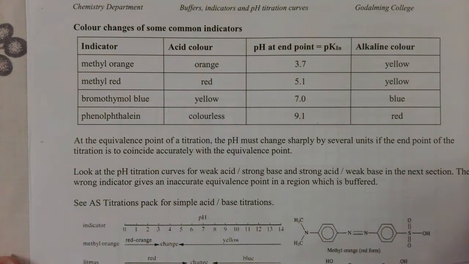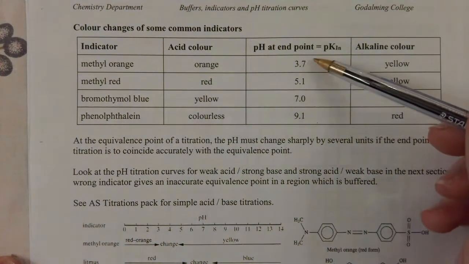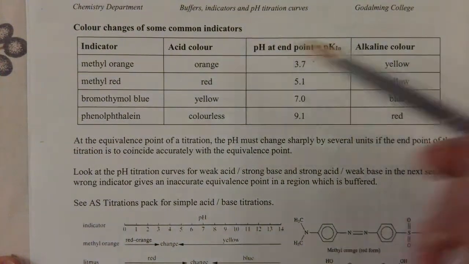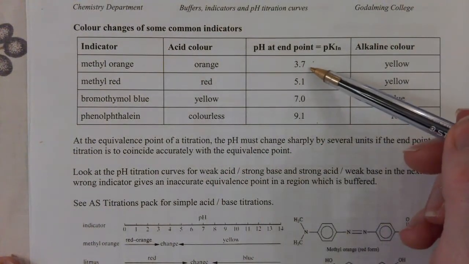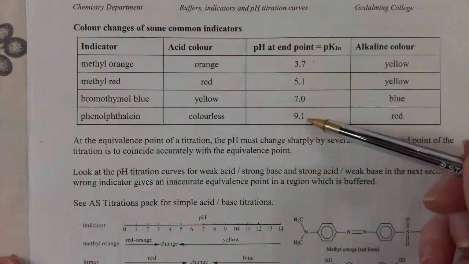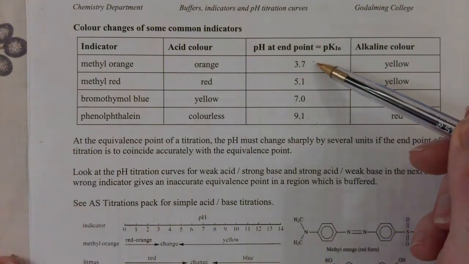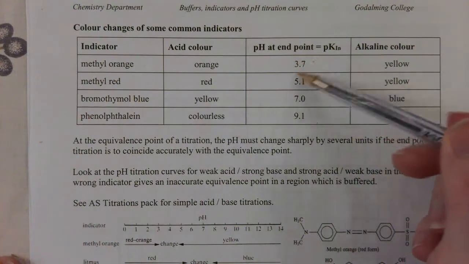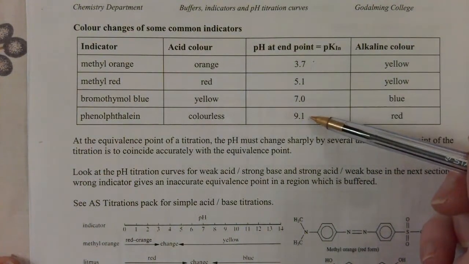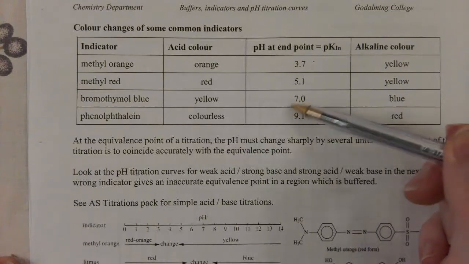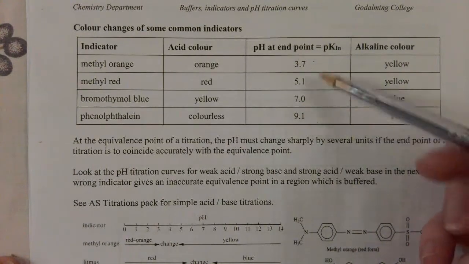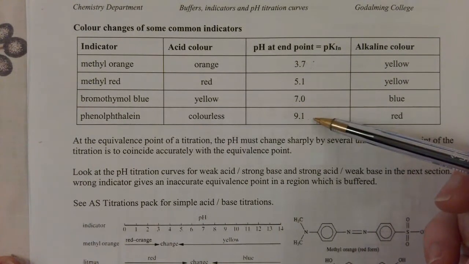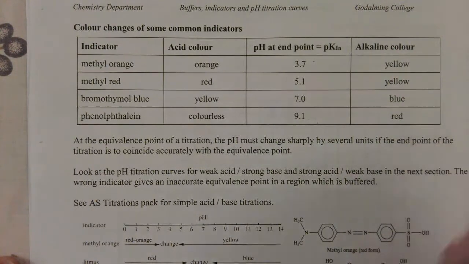And you may have wondered at GCSE or last year why we choose particular indicators for particular acid-base reactions, and that's because they actually have different equivalence points. So methyl orange has quite a low equivalence point of 3.7, whereas phenolphthalein is quite high, it is 9.1. So when we have a strong acid and a weak base, we would usually use methyl orange. But if we have a weak acid and a strong base, we would normally use phenolphthalein. If we get these two round the wrong way, they will change colour over the wrong section of the graph.